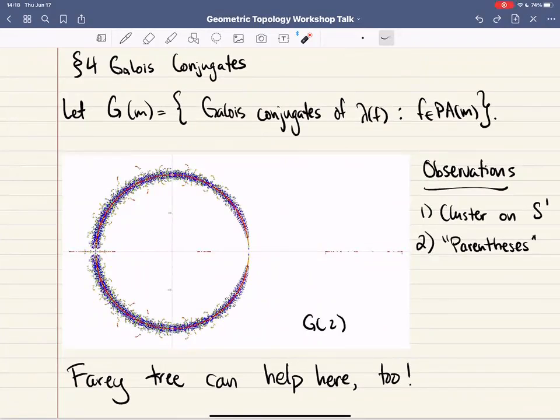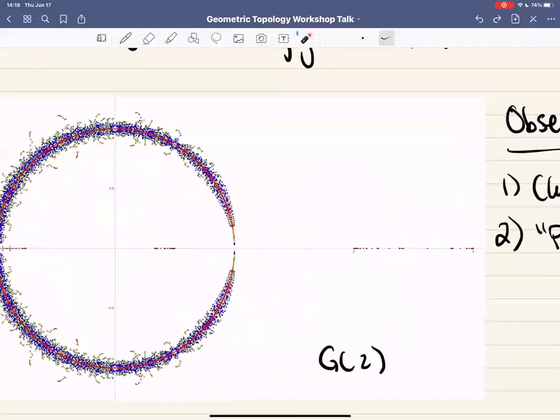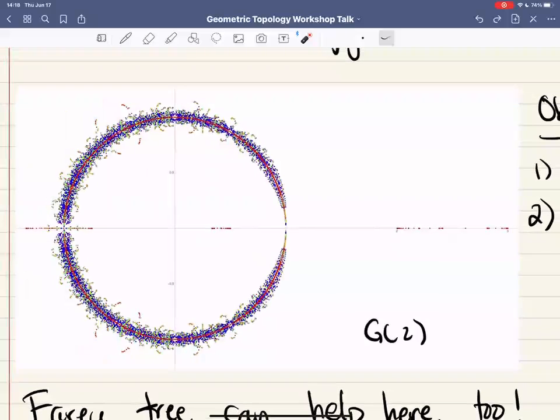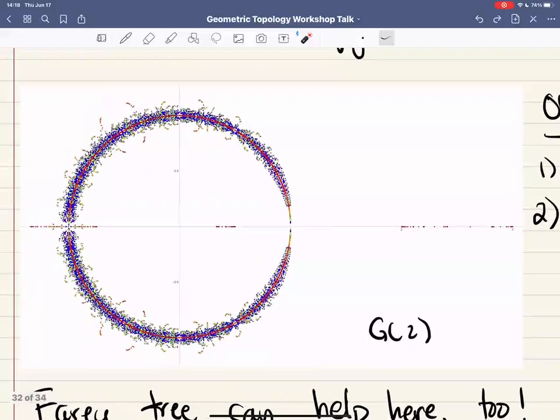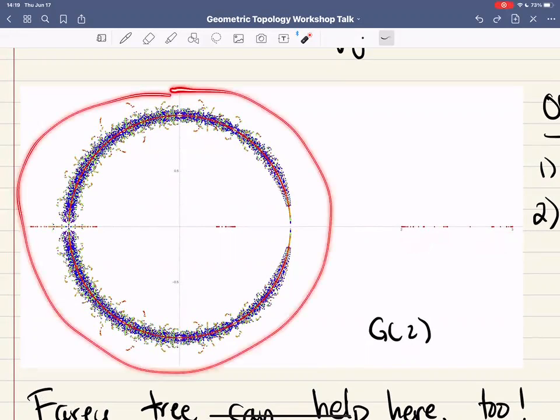So here, pictured here, is the set of Galois conjugates of stretch factors of bimodal zigzag maps of pseudo-Anosov type. Here in the interval from 2 to 3 are the growth rates that we saw pictured earlier. And here are all of their Galois conjugates.